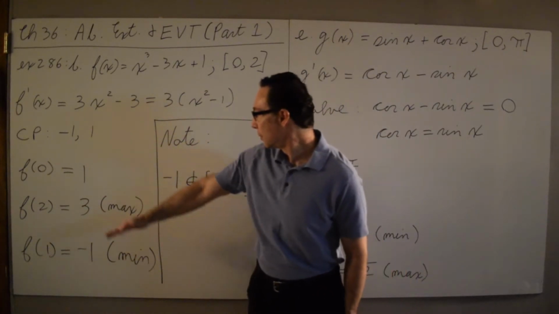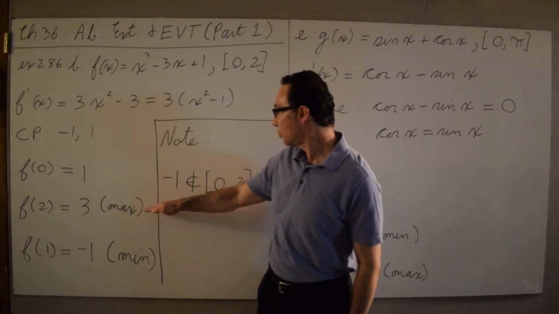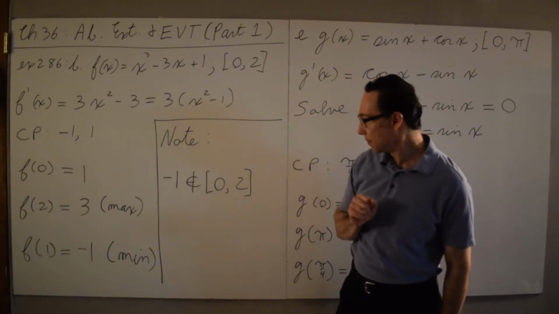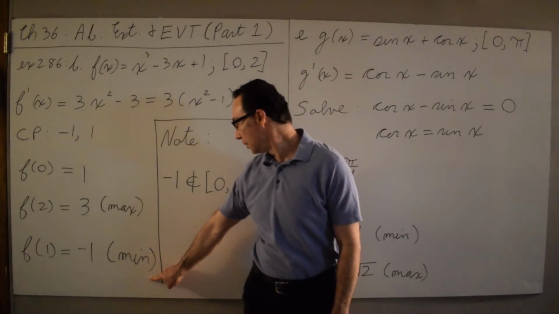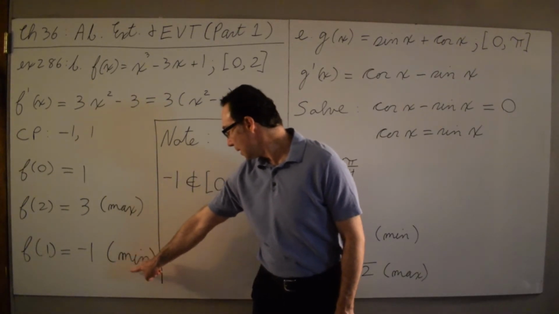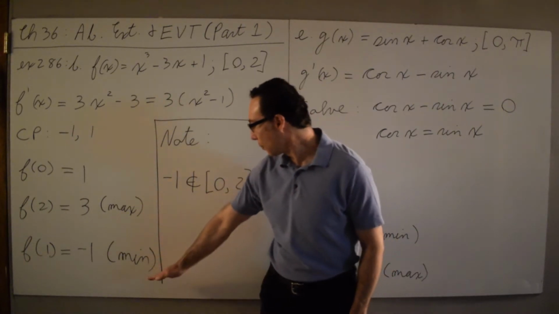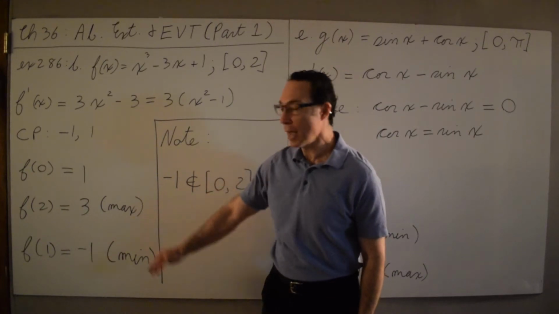So we test 0, f of 0 is 1. We test 2, f of 2 is 3. These are the endpoints. Then we test 1, f of 1 is negative 1. So we have a min of negative 1 at 1. We have a max of 3 at 2.